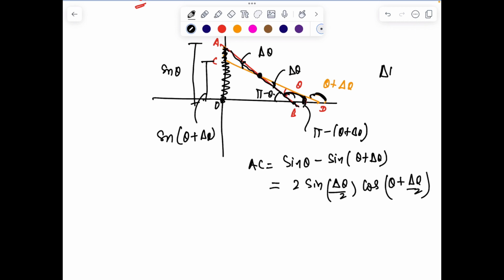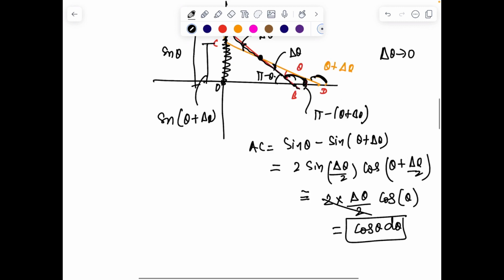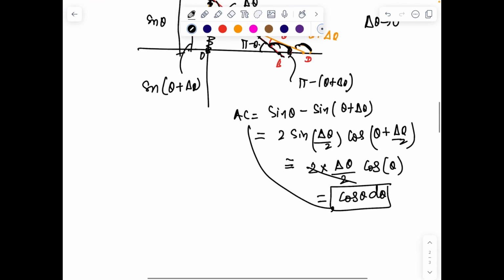Now in the limiting case, I am interested in the case when delta theta is tending to 0. So we can approximately say, by the small angle approximation and by the limiting formulas, the limit of sin theta as theta tends to 0 will behave like theta, so it's cos of A theta. So this is gone and we have cos theta d theta, right? So AC length is known to us, which is basically the derivative of sin theta times d theta, and which was obvious.